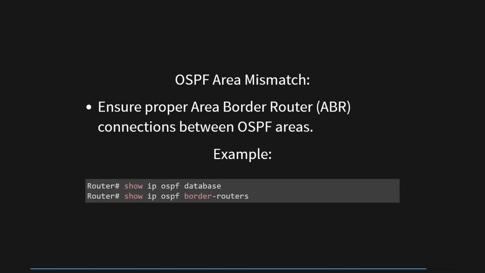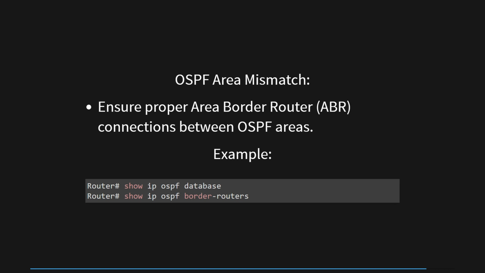In OSPF deployments, encountering area mismatch issues is a common challenge that needs to be addressed for proper communication and routing within the OSPF domain. When routers belong to different OSPF areas, it is essential to ensure that a suitable connection exists between these areas through area border routers, ABRs. ABRs play a crucial role in interconnecting OSPF areas and enabling route propagation between them.